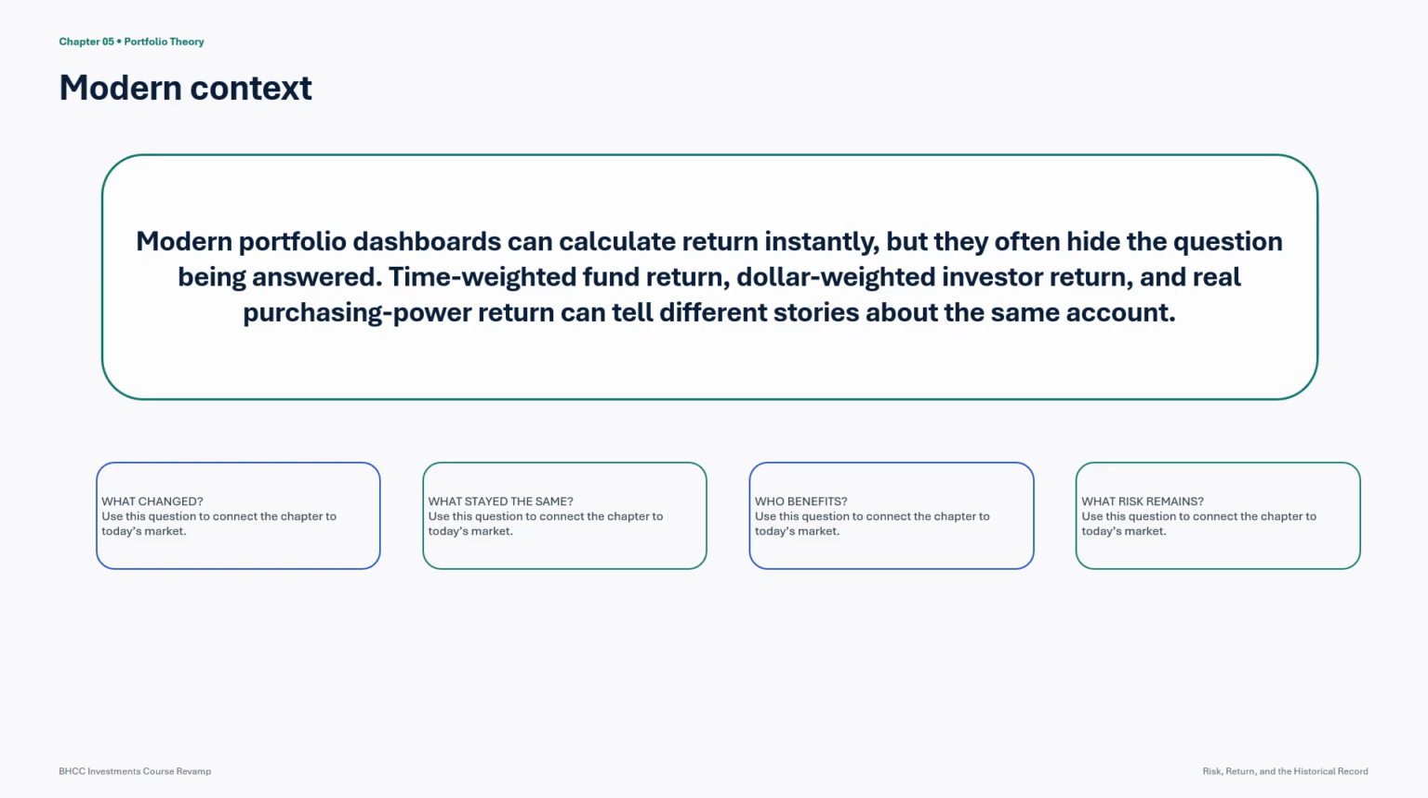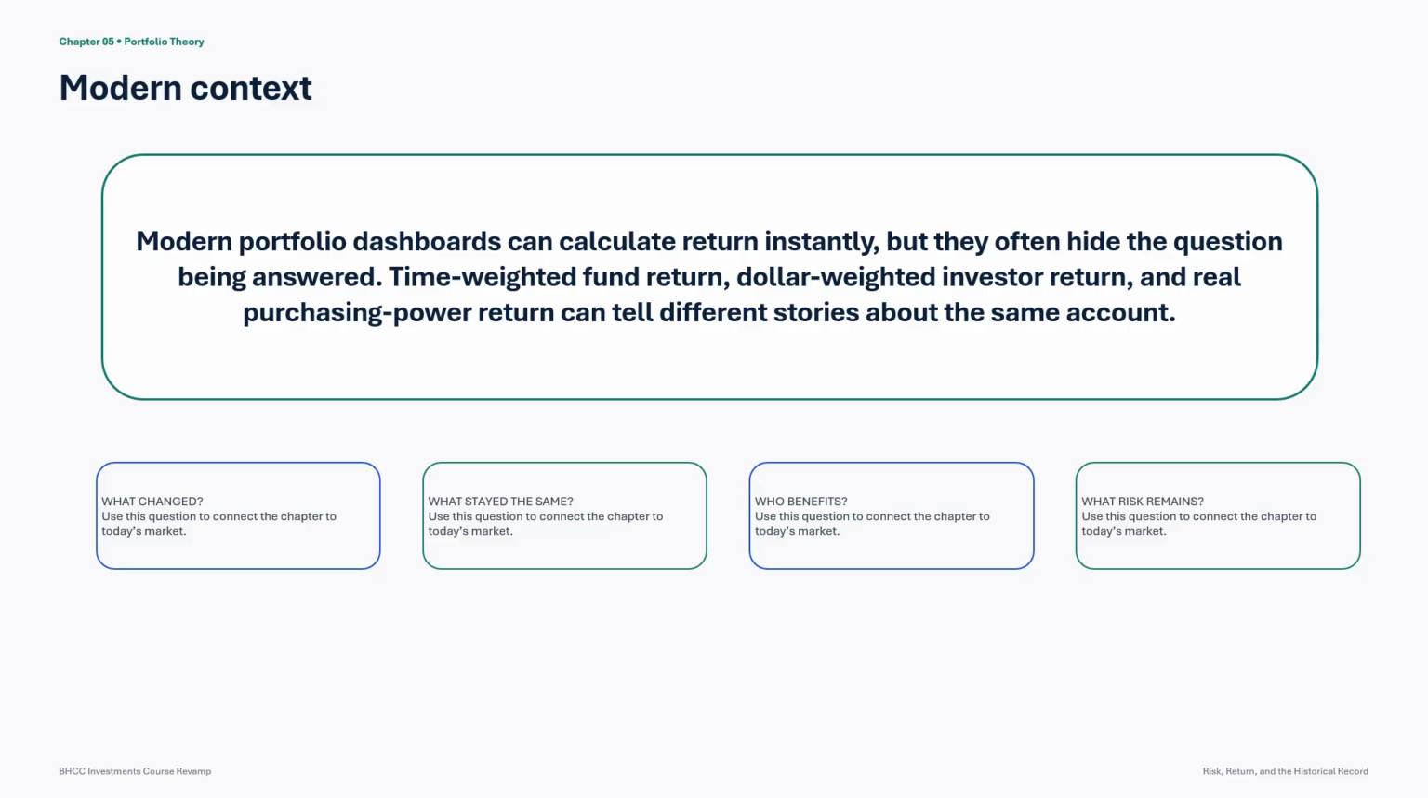During the strong technology run of 2020 and 2021, many investors increased exposure after prices had already risen dramatically. The 2022 reversal then created a painful lesson in dollar-weighted return. The fund's published return and the investor's actual experience could differ because the cash flows arrived at different times.